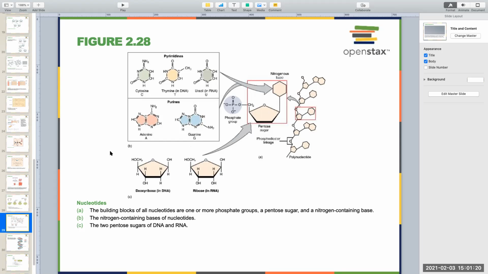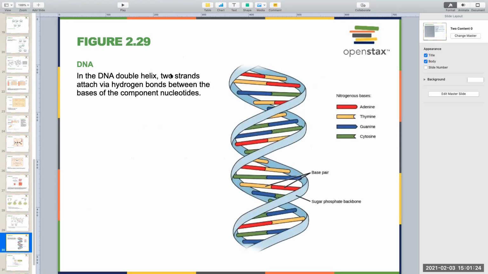So why does this matter? Because when we talk about the bases in DNA, they all match up with each other. Adenine is always going to pair off with thymine. Guanine is always going to pair up with cytosine. A goes with T, G goes with C. The pairs are always going to be the same.